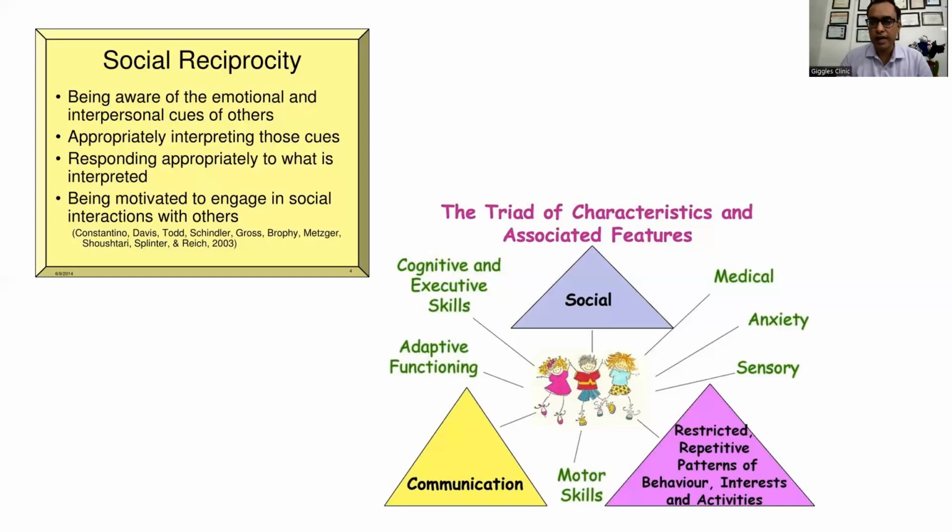Coming to the triad of classical features, I have told you: social issues, that is social interaction, communication, that is non-verbal communication, and sensory. So this is the triad which nowadays is considered to make a diagnosis of autism spectrum disorder.